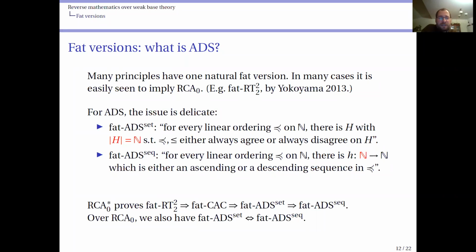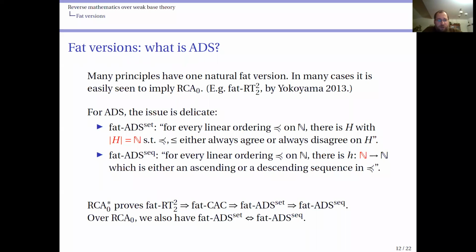And in some cases, it's easy to see that this fat version actually implies induction. It implies the original base theory with sigma and induction. So for instance, Keita observed this about the fat version of Ramsey, which he calls the strong version of Ramsey in an early paper on this topic. There is a subtlety concerning, in particular, the ascending-descending sequence principle. So there are at least two natural fat versions of this principle, which vary according to what an ascending or a descending sequence should mean.